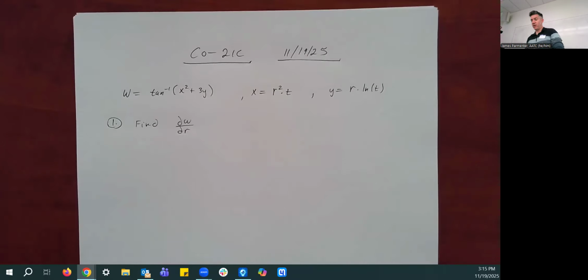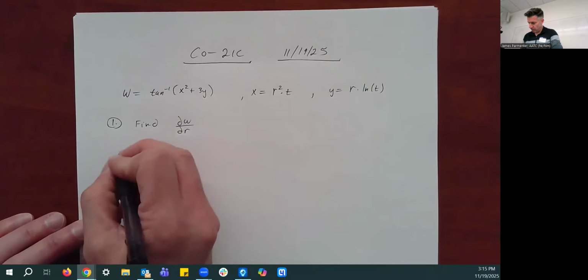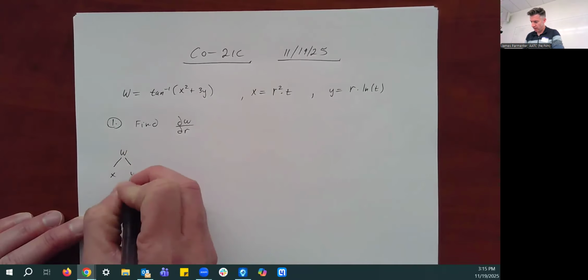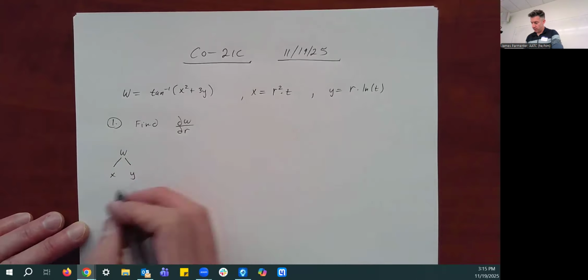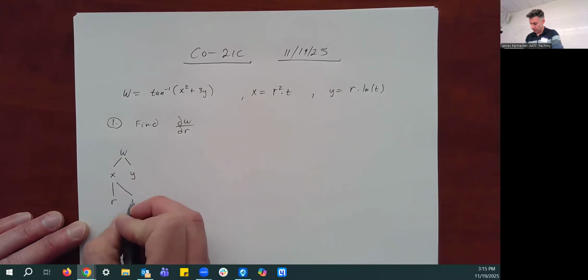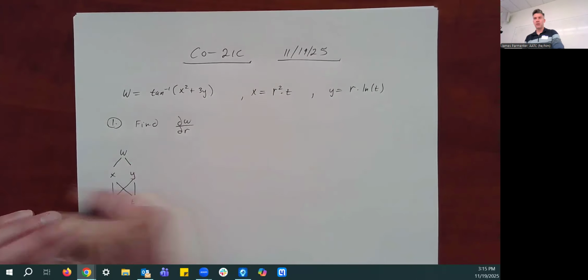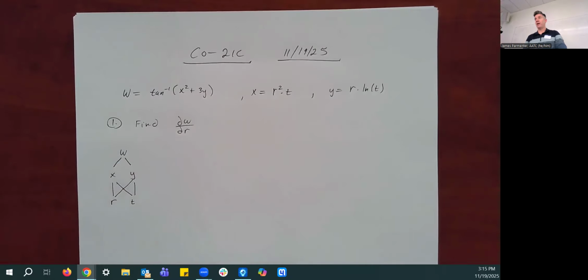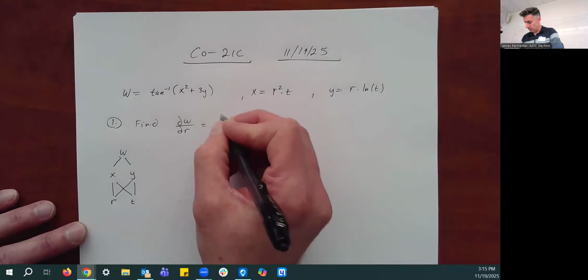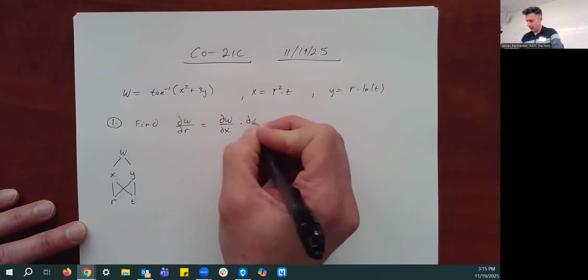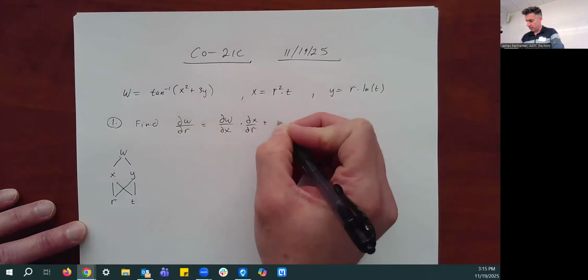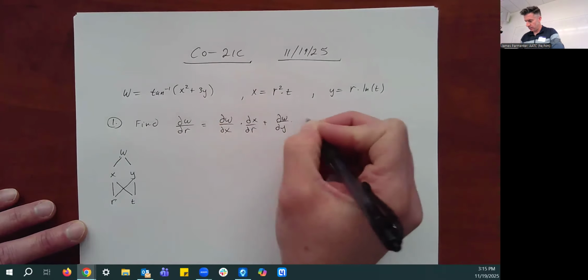In either event, we have to draw the little mapping. I suppose you don't have to draw the mapping, but I think it's helpful. So I see that w is written as a function of x and y, and x and y both depend on r and t. So x depends on r and t, y depends on r and t. When I write my chain rule for my partial derivative here, I'm just looking for all of the pathways to get me from w to r. So that's going to be del w del x times del x del r plus del w del y times del y del r.